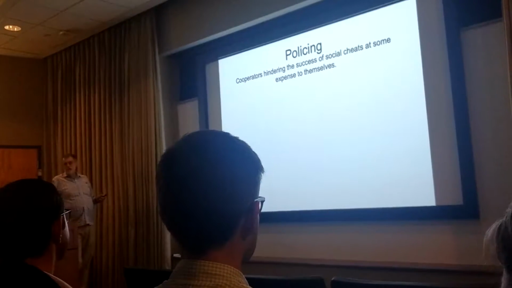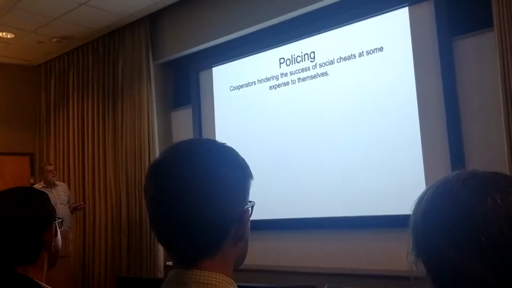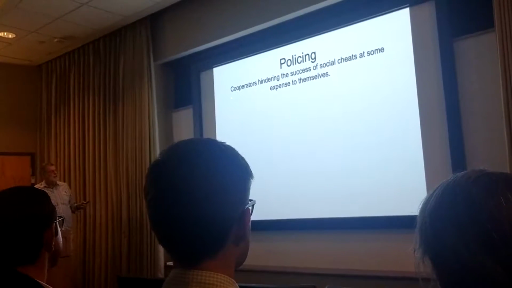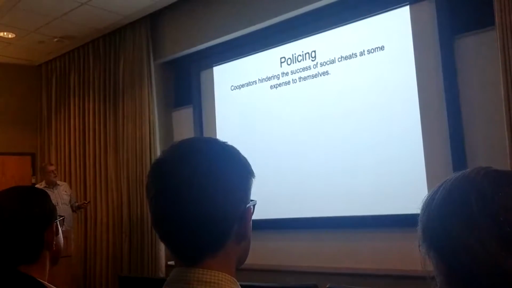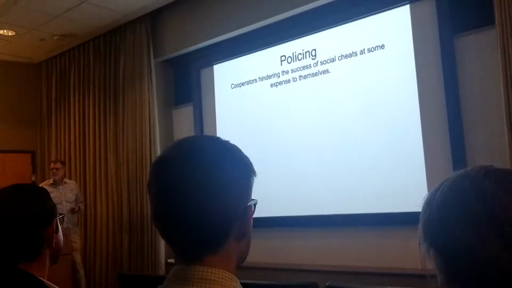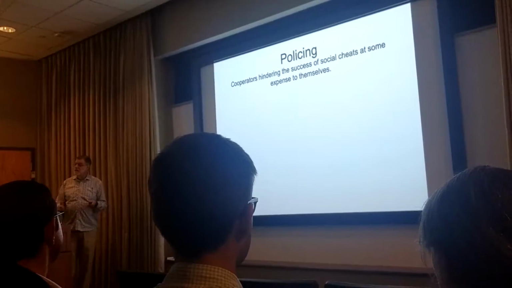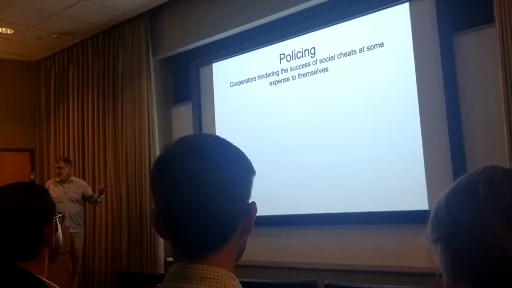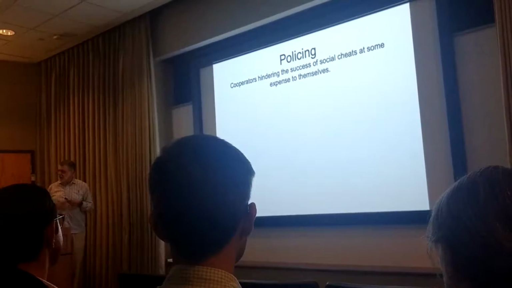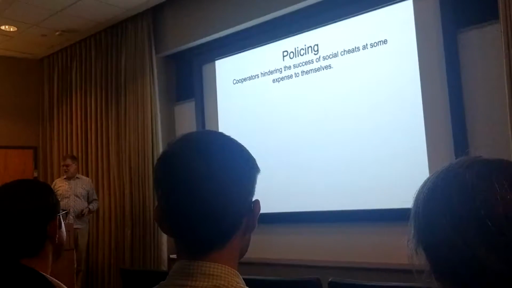So now I want to introduce the concept of fleecing. Fleecing is a phenomenon that is inherent to cooperators: cooperators hindering the success of cheats at some expense to themselves. So there were a few examples of fleecing in the scientific literature in bacteria, but without mechanism. So what I'm really interested in is putting molecular mechanisms on social behaviors.